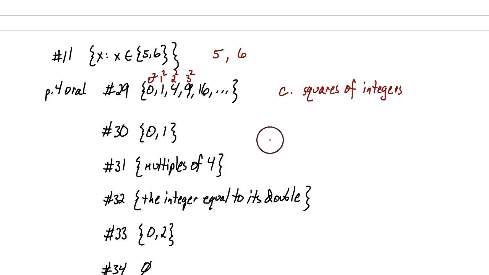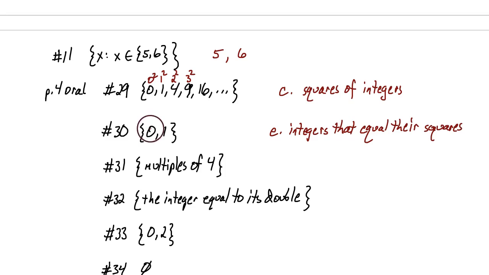Number 30. The answer is choice E. These are integers that equal their squares. 0 is equal to the square of 0. 1 is equal to the square of 1. 1 squared is 1. 0 squared is 0. Number 31, the multiples of 4. That would be choice F. Here are some of the multiples of 4. -12, -8, -4, 0, 4, 8, and so on.